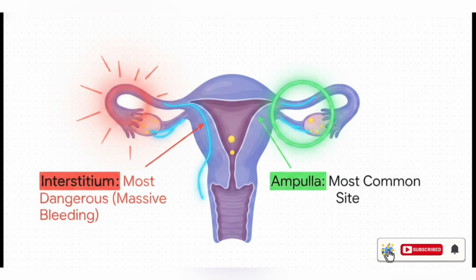Now, what's really interesting here is the stark anatomical contrast between the different sites in the fallopian tube. The absolute most common site for an ectopic is the ampulla. Why? Simply because it's the site of fertilization and it has the maximum number of mucosal folds, or plicae. The ovum literally just gets trapped in those folds. On the flip side, the least common but undeniably the most dangerous site is the interstitium. It's the narrowest part, right? But it has thick, strong myometrial support. Because of this support, the pregnancy can grow for a much longer time before it finally gives way and ruptures, leading to massive, life-threatening internal bleeding. Mark this, exam mein guaranteed question hai ye.